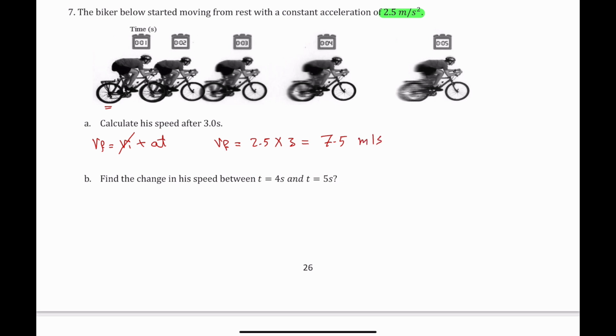meters per second. B, find the change in his speed between t equals 4 seconds and t equals 5 seconds. Delta V equals a delta t. So the change in velocity delta V equals the acceleration 2.5 times delta t, which is 5 minus 4, so it's 1. So the answer will be 2.5 meters per second.